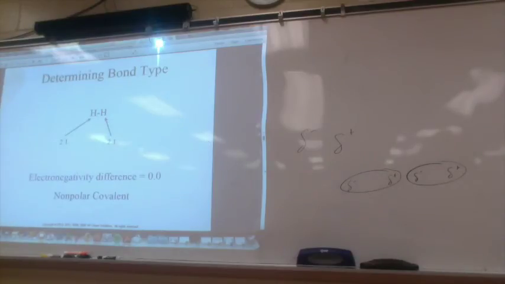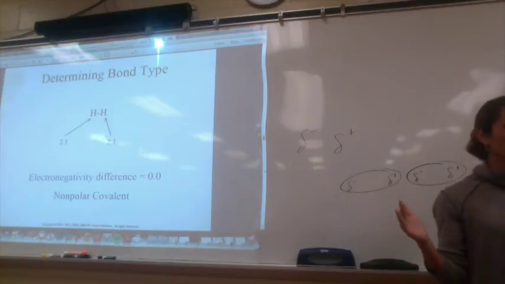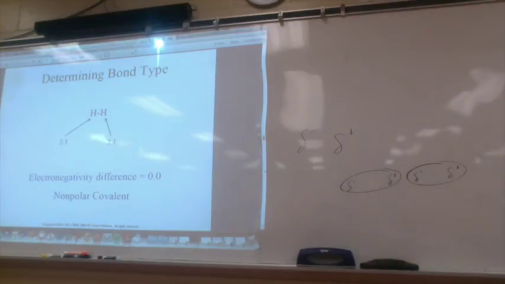All right, let's determine the type of bond. H2, hydrogen. Clearly electronegativity difference is 0. So if you go back and you look at your little chart, it's going to be nonpolar covalent. But realize that you have to do this without numbers. You're just going to look at them and you're going to determine if they're polar covalent, nonpolar covalent, or ionic.